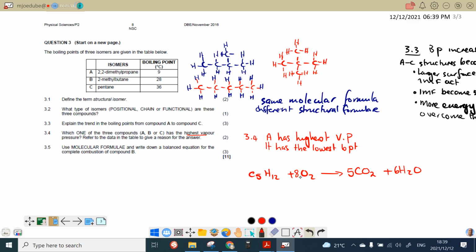You need to know the chemical formulae of the reacting substances. You should be able to know the products of the reaction, which is in this case carbon dioxide and water, and nothing else. And thereafter, you just need to balance the equation.